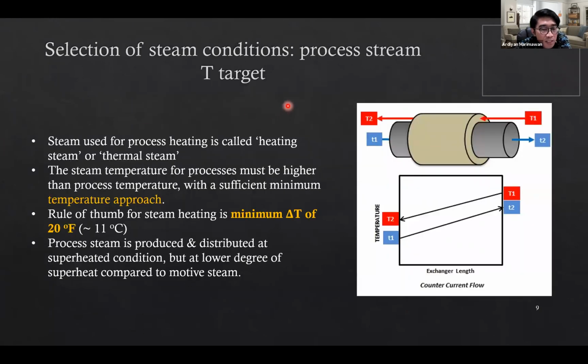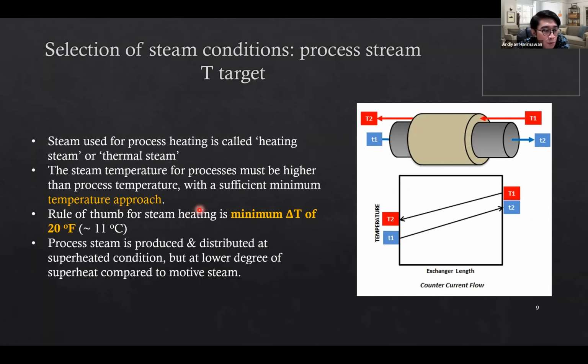The other consideration is the process steam temperature target. Like I have said before, steam is not only used for the turbine, but maybe it will also be used for the heating process, or process heating. We call it heating steam or thermal steam because it's for heating. What you need to consider first is what the temperature of the process that you require will be. Ya, berapa kondisi temperatur yang harus dipenuhi untuk proses tadi. That should be achieved, right?